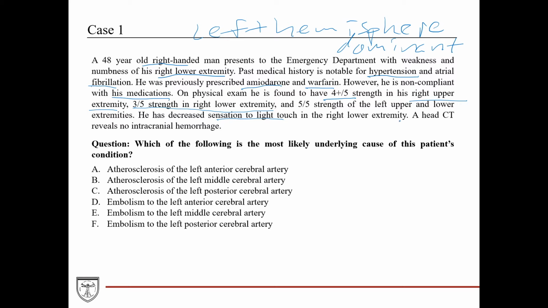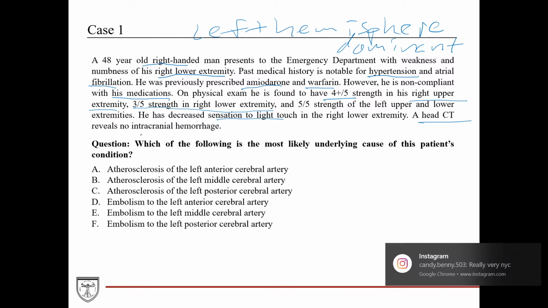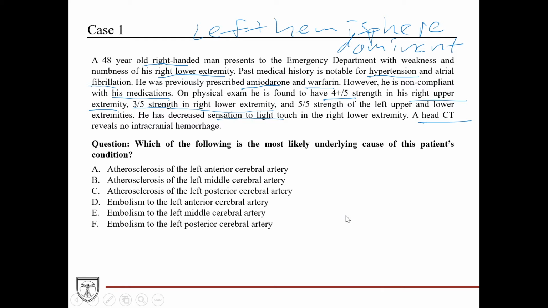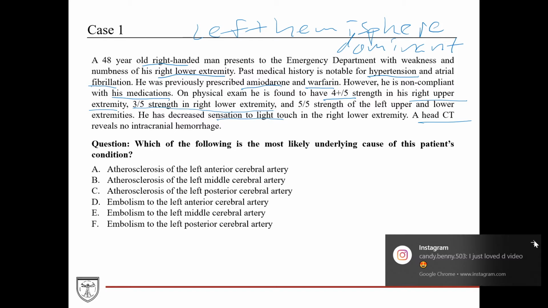A head CT reveals no intracranial hemorrhage. Again, remember, this is really important. You want to make sure it's not an ischemic or hemorrhagic stroke, and so you want to pay attention to that.